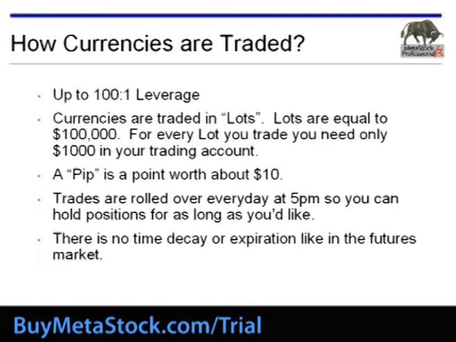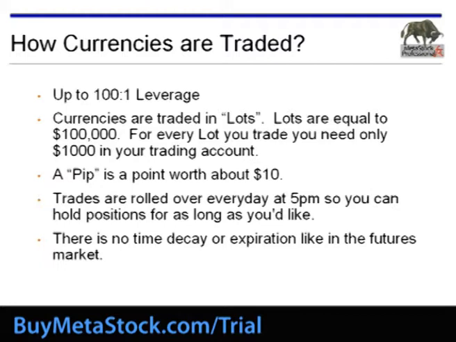Currencies are traded in what they call lots. Lots are equal to $100,000. So if you have 100 to 1 leverage, it only takes you $1,000 to control that $100,000 lot. A pip is like a point, and depending on the currency, a pip is worth about $10.